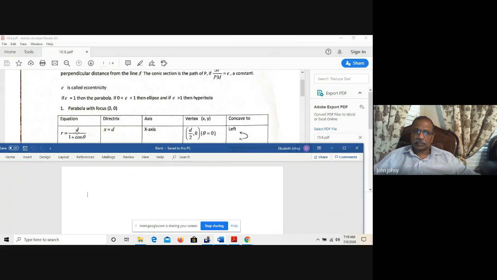X is R cos theta. So cos 0 is 1. So it is D over 2, 0. And it is concave to the left. And the focus is the origin. So this is a parabola with the focus at the origin.